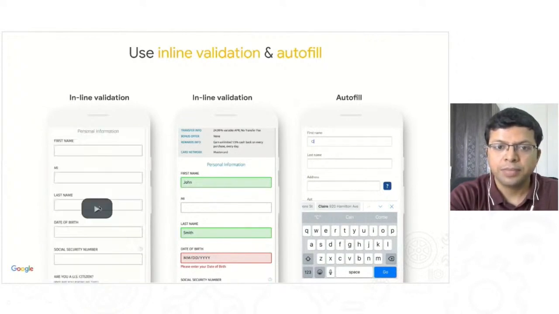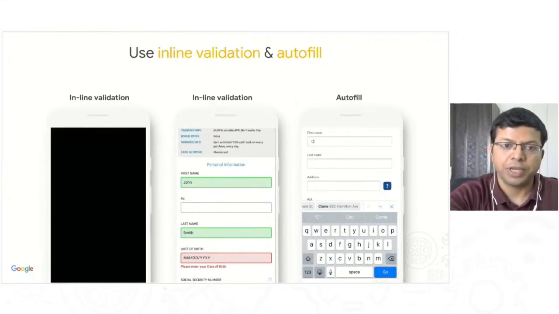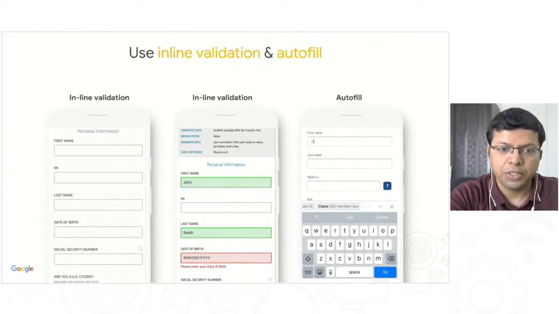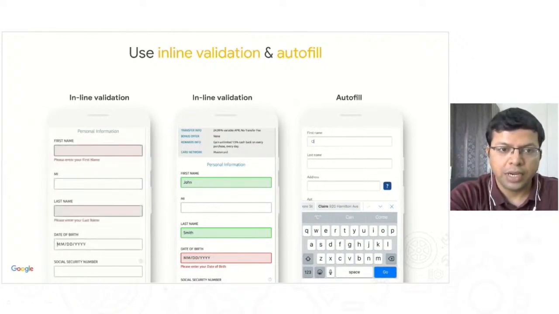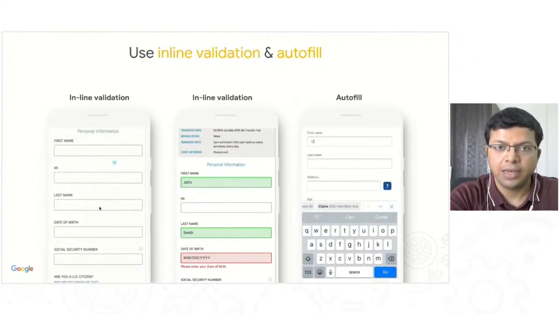If the user makes a mistake, at that particular time itself, the mistake should be highlighted. You can see some examples here. The moment the user did not enter his first name and moved to the second field, the error was highlighted.